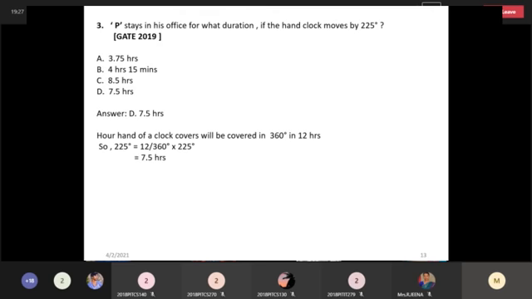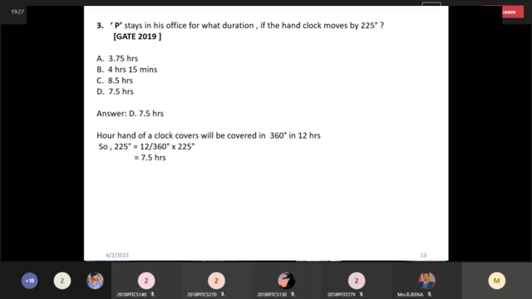Next question. P stays in his office for what duration if the hand of the clock moves by 225 degree? This question was asked in GATE 2019. The options are A 3.75 hours, B 4 hours 15 minutes, C 8.5 hours, and D 7.5 hours. Let's see the explanation.